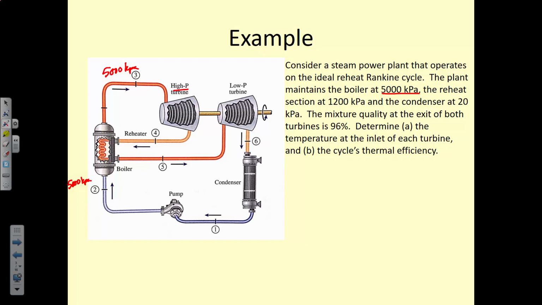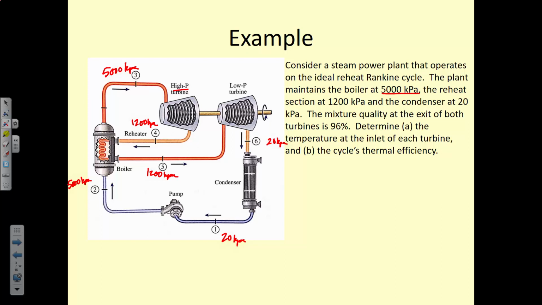The reheat section is at 1,200 kilopascals. So what pressures are those? 4 and 5. Okay, 1,200 and 1,200. And the condenser is at 20 kilopascals. So what state? 6 and 1. So this is 20 and this is 20. Okay, so we have pressures at every state. Pressures are known at every state.